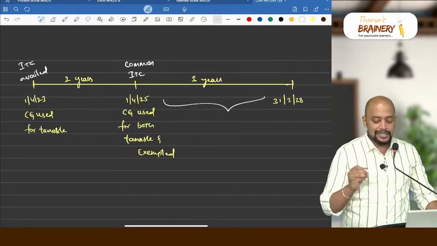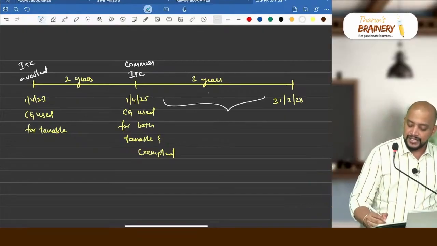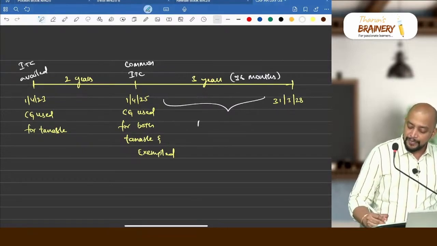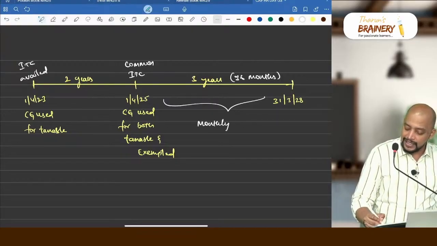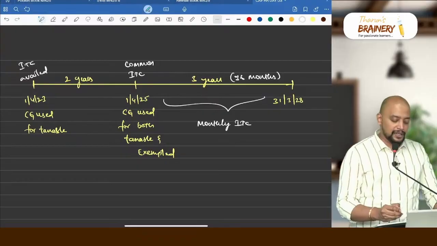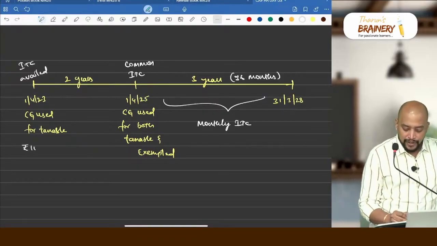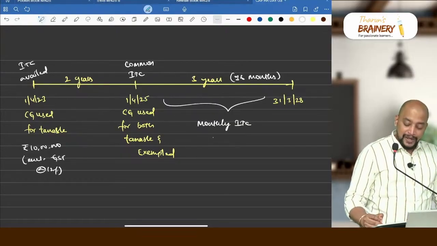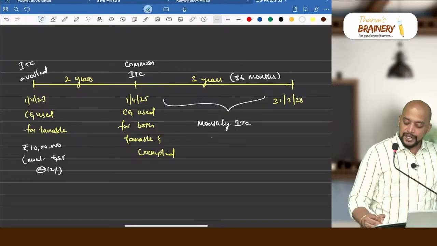Thereafter, for the next 36 months, 3 years or 36 months, what you need to do is the monthly reversal. So that is how to calculate monthly ITC. Say for example, we purchase this capital goods for 10 lakhs excluding GST at 12%. So that will be coming to 1,20,000.